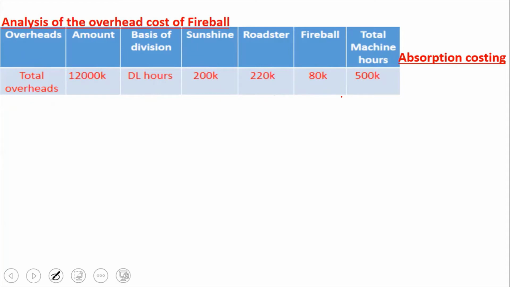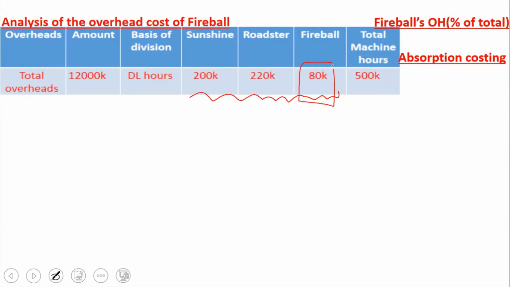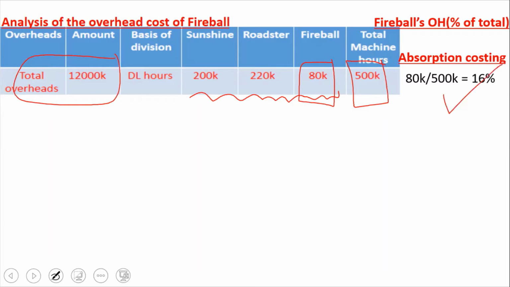So what is the ratio? It is 200,000 is to 220,000 is to 80,000. So let's take a look at the Fireball's share of overheads as a percentage. It is 80,000 out of 500,000. So as a percentage, it comes to 16%, which means that out of the total overheads of 12 million, 16% is going for Fireball. That was under absorption costing.